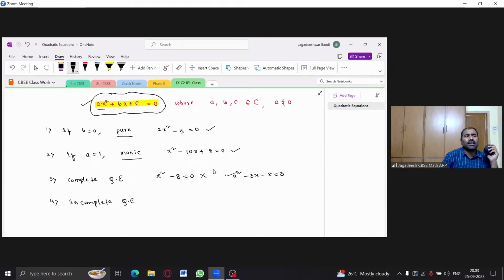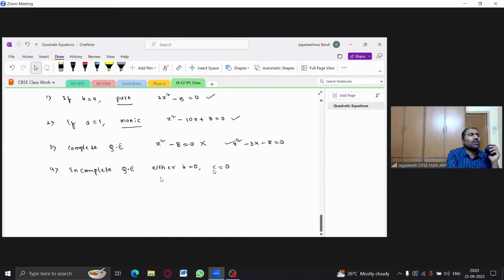Now coming to incomplete quadratic equation. Incomplete means either b value is 0 or c value is 0, meaning no x term or no constant. For example, x square minus 4 equal to 0. See here, no x term. So these types of quadratic equations are called what? Incomplete quadratic equation. Or suppose x square plus 4x equal to 0. In this, there is no constant. So these types of quadratic equations are also called incomplete quadratic equations. Of course, these are just types only. That is not that much important.